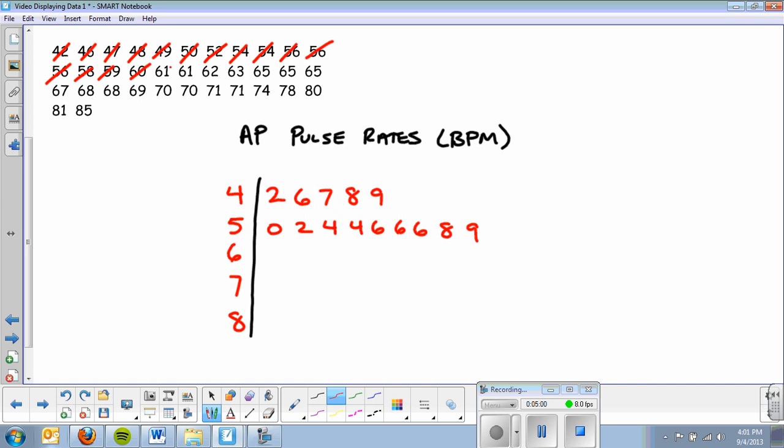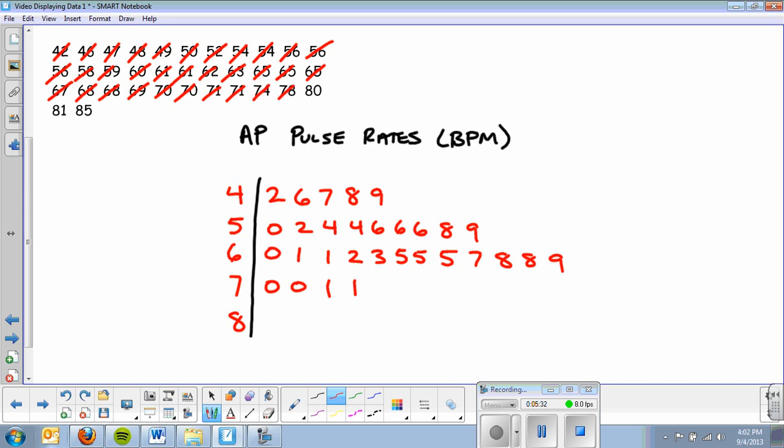We're to the 60s: 0, 1, 1, 2, 3, 5, 5, 5, 7, 8, 8, 9. And again, I'm doing this so I don't miss anything. Then the 70s: 0, 0, 1, 1, 4, 8. Sounds like binary code.